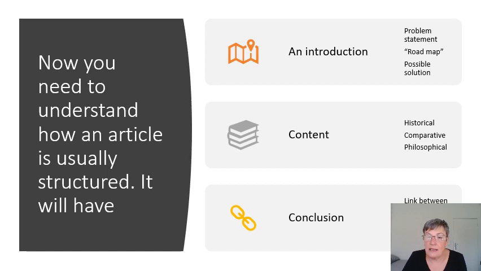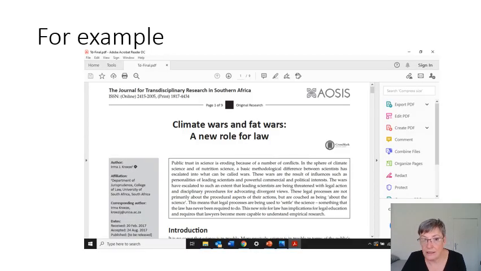Keep this in mind as I give you an example from my own writing. This is just an example. I don't want to use Cockrell's article because, well, I'm not going to spoon feed you. This is an example from an article I wrote in 2017.